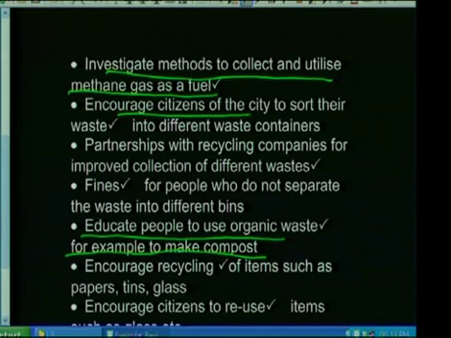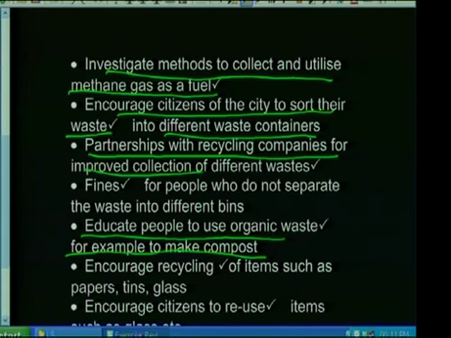Meaning, this methane gas is there. And in certain parts of Durban, in Marianhill, etc., they're already using this methane gas to give energy for different processes. So you can do that. And you've got to investigate the ways in which you can do it in your area. Then encourage citizens of the city to sort their waste out into different waste containers.